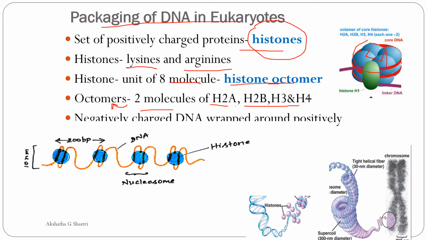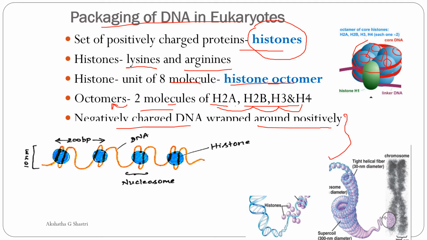The octamer consists of two molecules of H2A, two molecules of H2B, two molecules of H3 and two molecules of H4. Suppose this is H2A, this is H2B, this is H3 and this is H4. These are present in two numbers. Here the negatively charged DNA, always DNA is negatively charged, is wrapped around a positively charged histone octamer, and this is known as nucleosome.